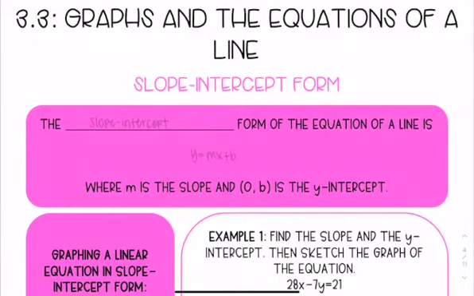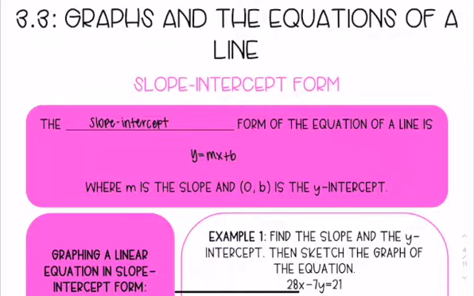In section 3.3, we talk about graphs and the equations of a line. So the first thing is slope-intercept form. The slope-intercept form of an equation of a line is y equals mx plus b. And so m is the slope and b is the y-intercept.